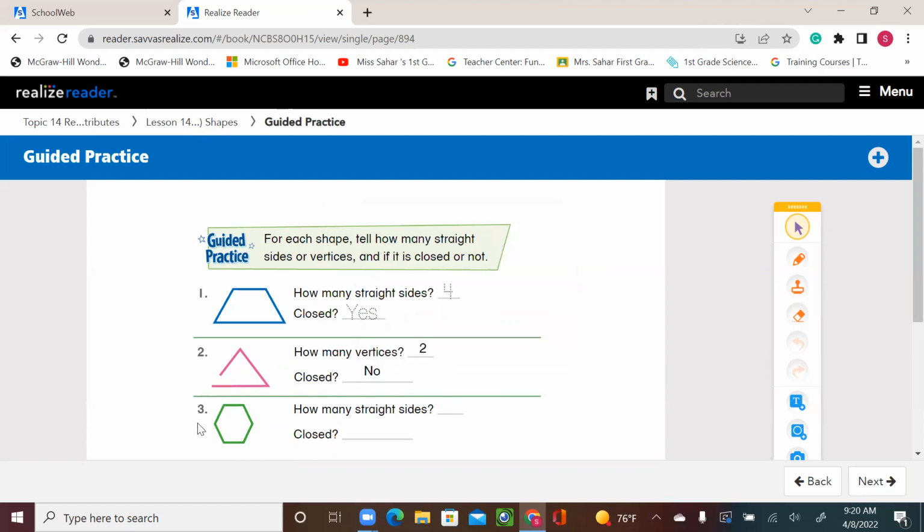Okay, let's go for number 3. Let's count how many sides. 1, 2, 3, 4, 5, 6. There's 6 straight sides in that shape. So let's write 6. And is it closed? Yes, it's closed. We're gonna write yes.